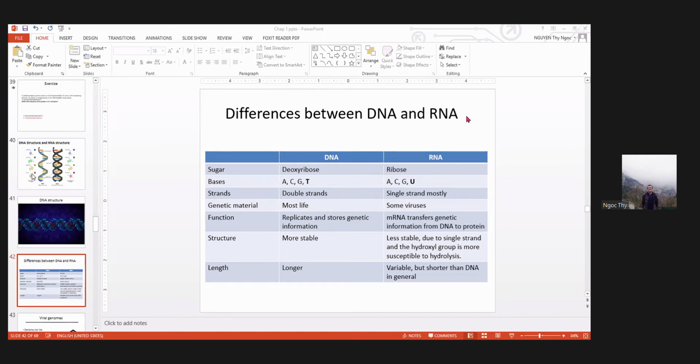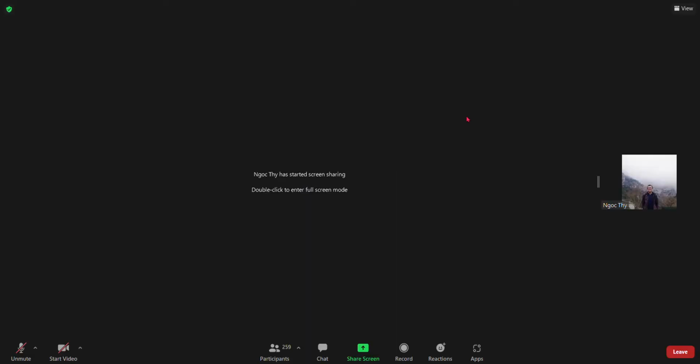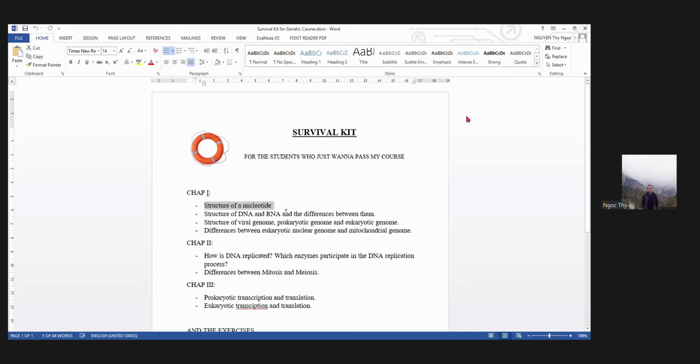So we come to another aspect, the differences in the structure of DNA and RNA. And as you can remember on the survival kit, this is an important part you want to remember if you want to pass this course with minimum results. So in chapter 1, you have to focus on the structure of a nucleotide. We have discussed this already.